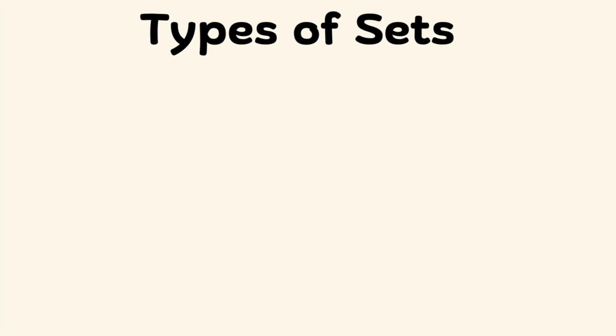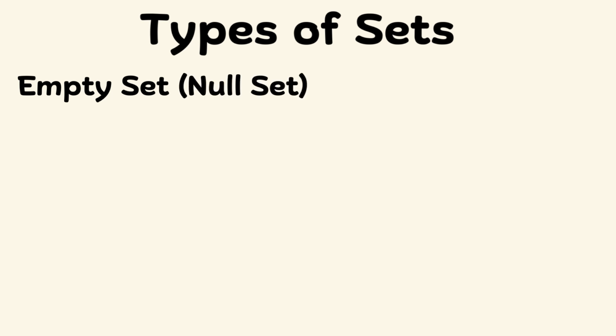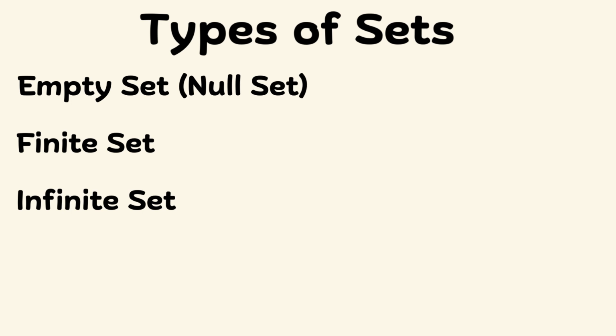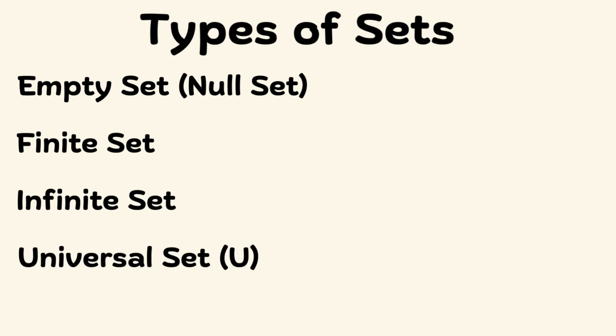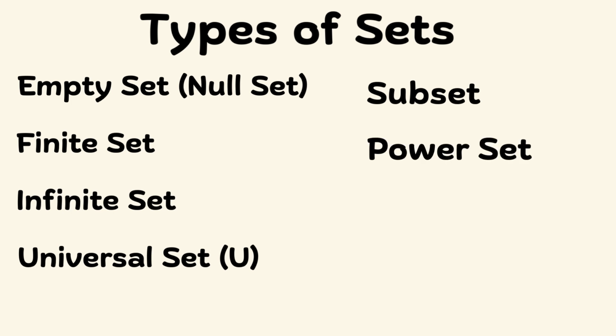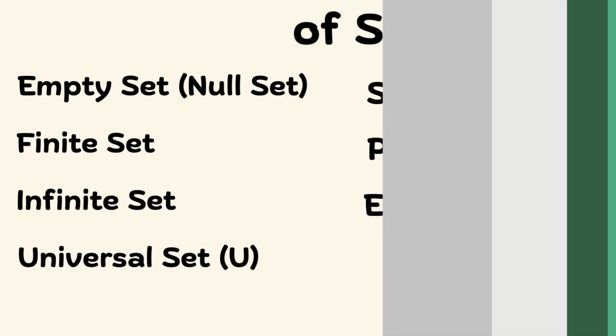There are many types of sets. We have the empty set, also called the null set. We have the finite set. We have infinite set. We have universal set. We have subsets, power sets, and then equal sets. Let's look at them individually.